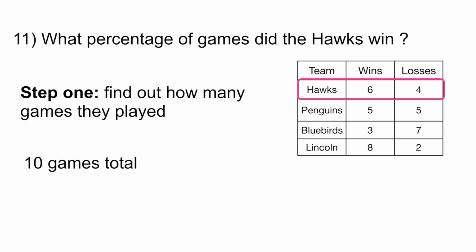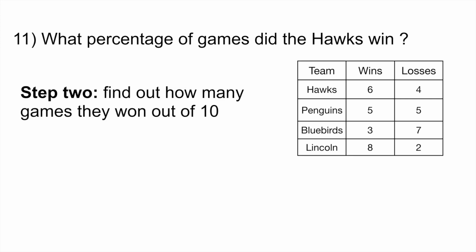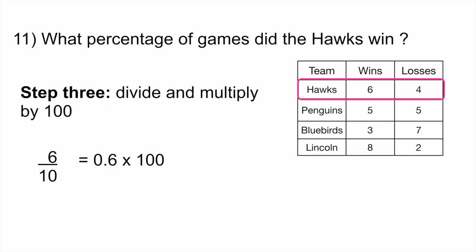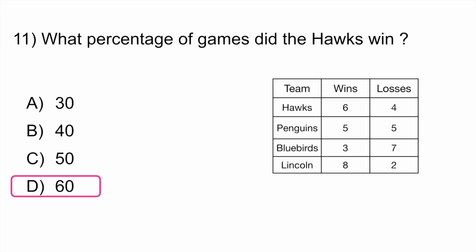Step 2, how many games did they win out of those 10? Well, if you look there on the graph, there are 6 wins out of 10. So you would set up your fraction like this, where you put the number of games won on the top, divided by the total number of games played. That gives you 0.6. And if you wanted to get a percentage, you simply multiply by 100, and that gives you 60. So the correct answer is D.